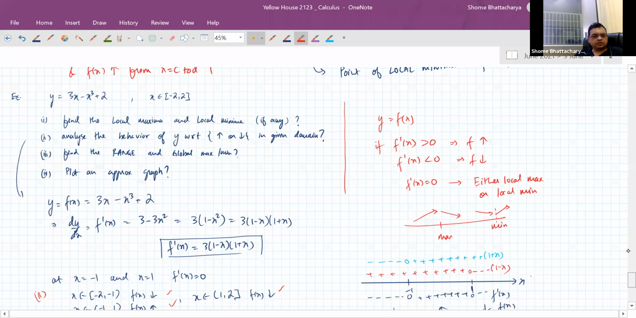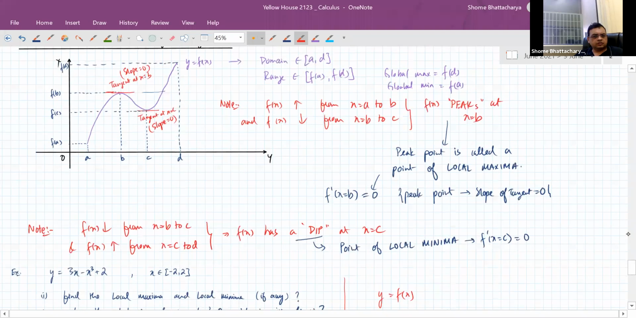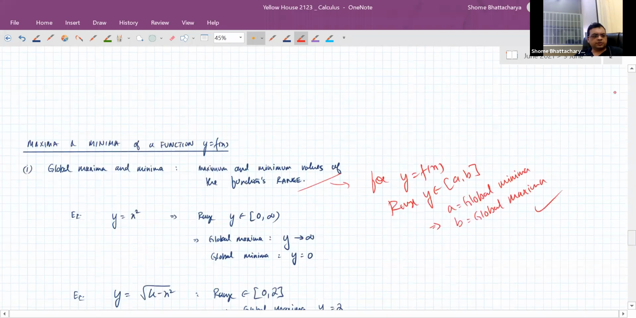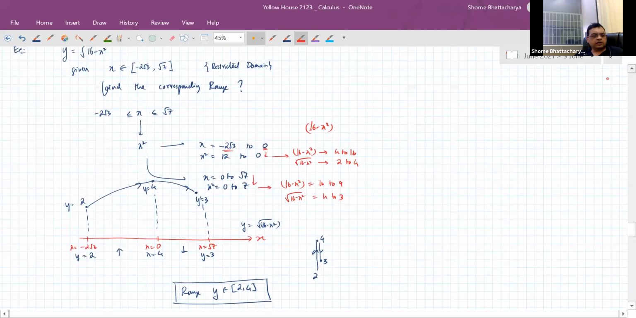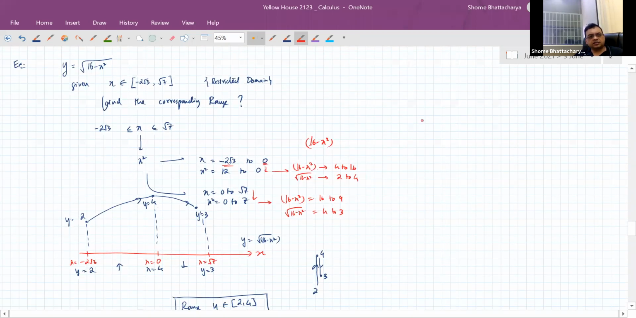So see what is happening. Here we had taken x as this part of the number line, from minus 2 root 3 to root 7. These were our values of x. Now if you look at the quantity x square, how is that varying? At this point, x square's value is 12. At this point, x square's value is 0. And at this point, x square's value is 7.